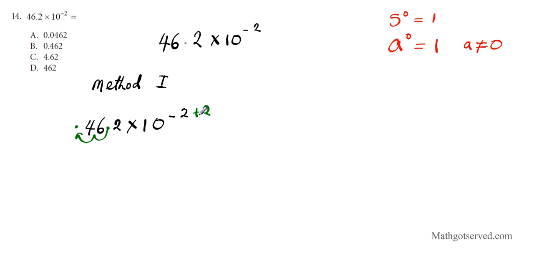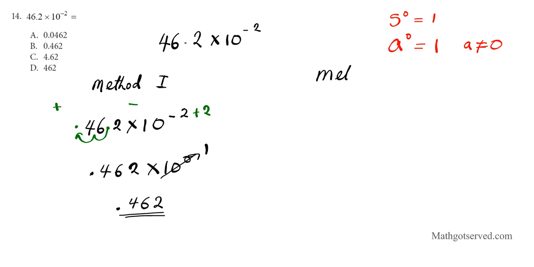Anything I add here, I move forward. Anything I subtract here, I move backwards. Okay, so remember, forward is add, and subtract is back. So I move it forward here. So check this out. This is going to become 0.462 times 10 to the 0, and this is just 1. So final answer is 0.462. All right? So there goes method number 1.